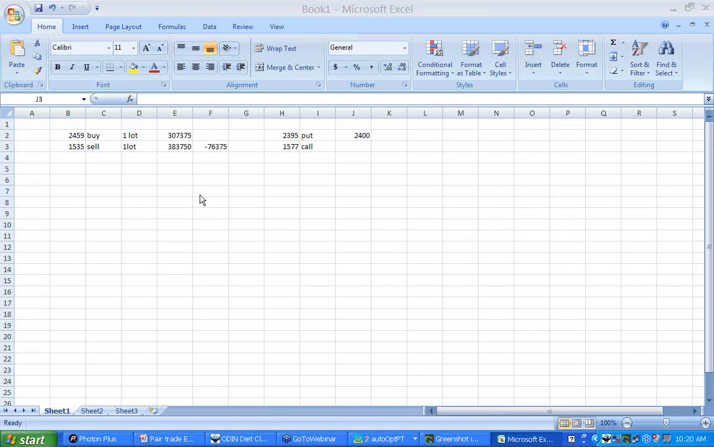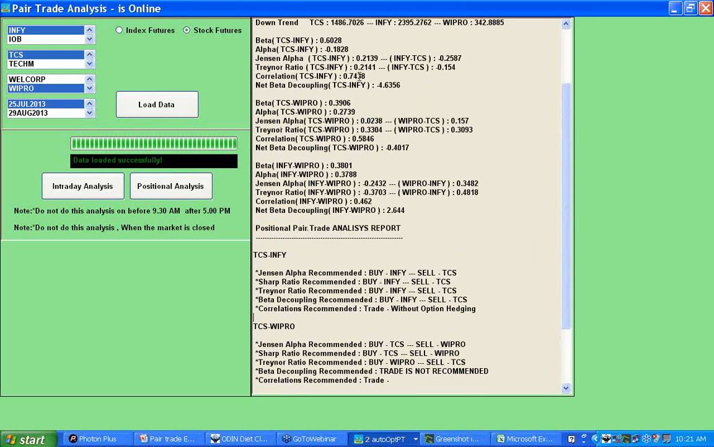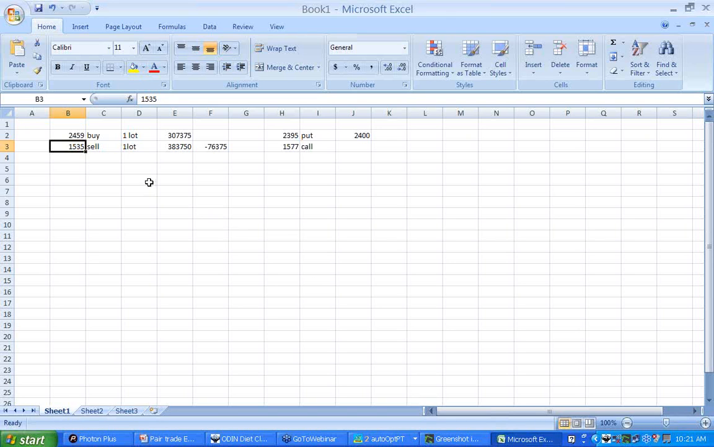Infosys is bought and TCS is being sold. Infosys is bought at 2459 and TCS is sold at 1537. All four parameters are telling you to buy Infosys and sell TCS, without option hedging because the correlation is below 0.75. We have bought and sold one lot each. 76,000 capital is unhedged.